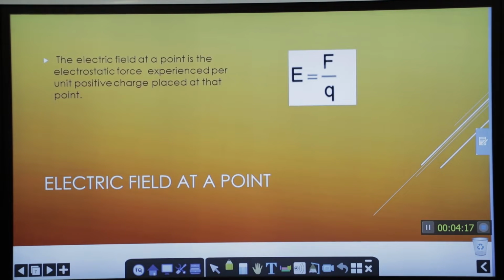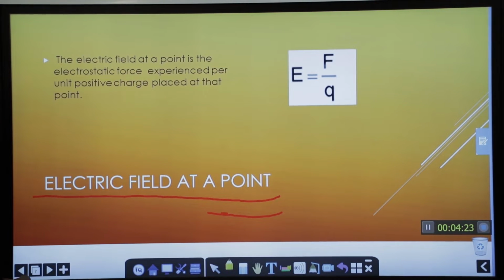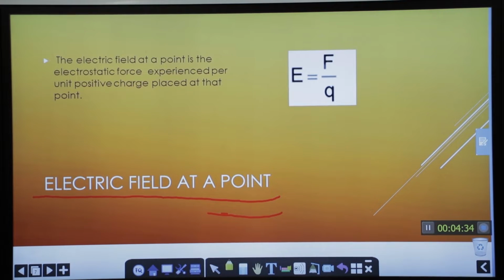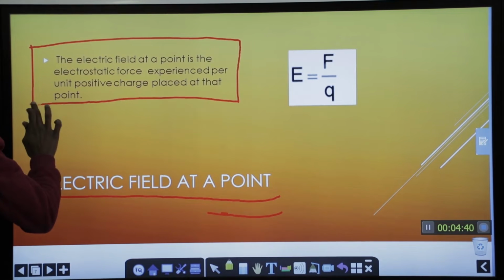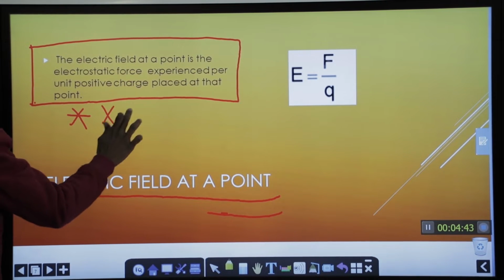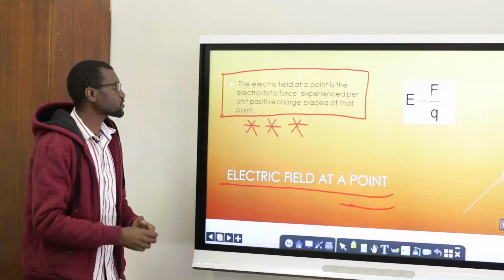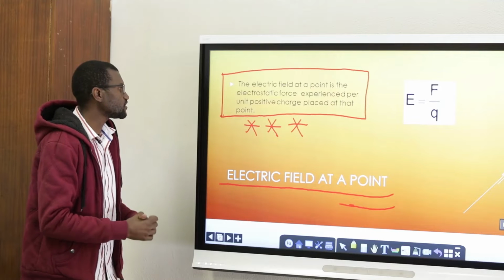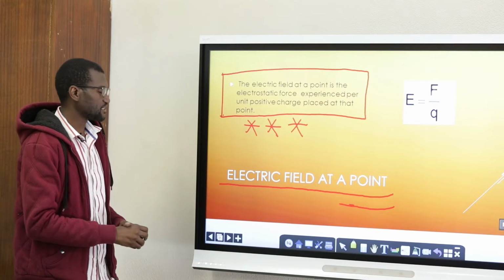At this point in time, something new that we must learn is an aspect of electric field at a point. Electric field at a point is the electrostatic force experienced per unit positive charge placed at that point. This is examinable. This is important. This is new information at grade 12 level. We are saying the electric field at a point is the electrostatic force experienced per unit positive charge placed at that particular point.